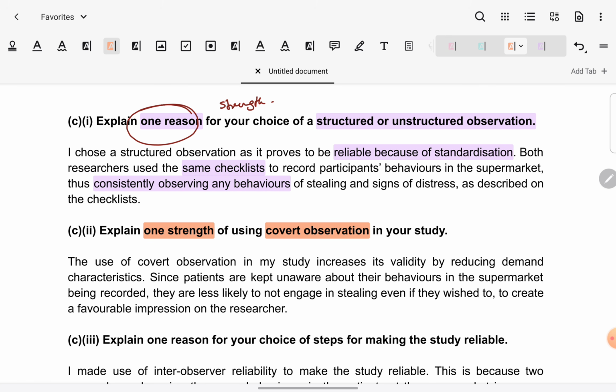So one strength of covert observation, we know it increases validity, demand characteristics are reduced. And again, to make it specific to the study, participants were unaware that in the supermarket, their behaviors are being recorded. If they knew that that was the case, they would have not stolen even if they wanted to, because they want to impress the researcher. That chance I have reduced here, that they're purposely not stealing. I'm getting to see their genuine behavior. So that increases validity.